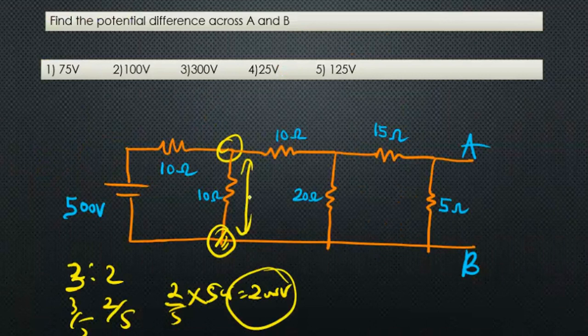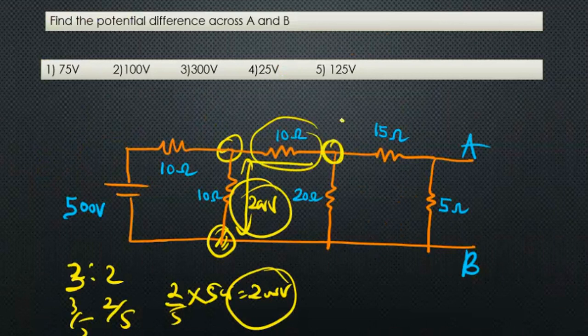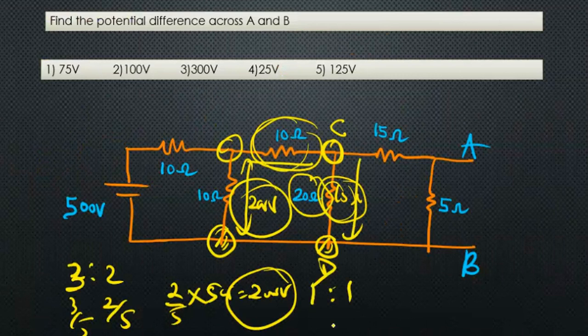Then that is distributed between this 10 ohms and, between the C and D points, not 20 but 10 ohms. So 10 is to 10, a 1 is to 1 ratio. The 200 is distributed half and half, so we get 100 volts. Then we have 100 volts between this 15 ohms and 5 ohms.